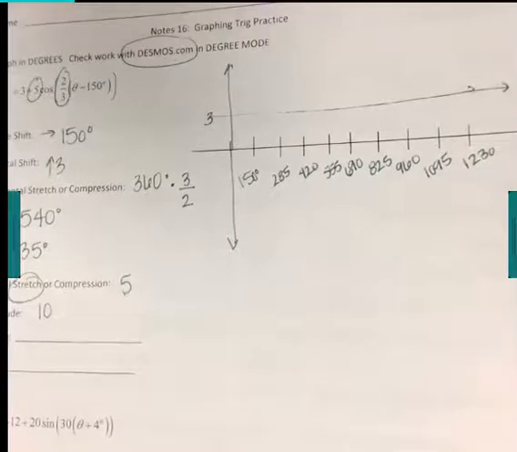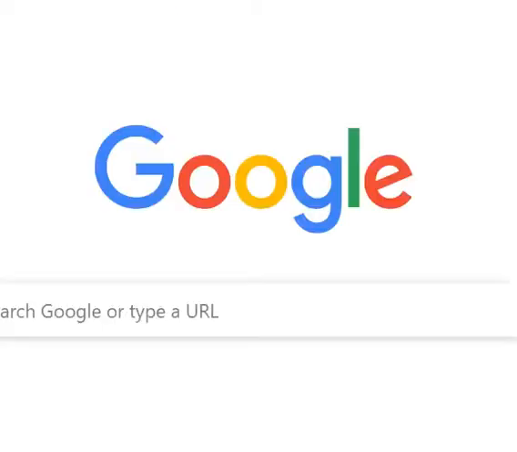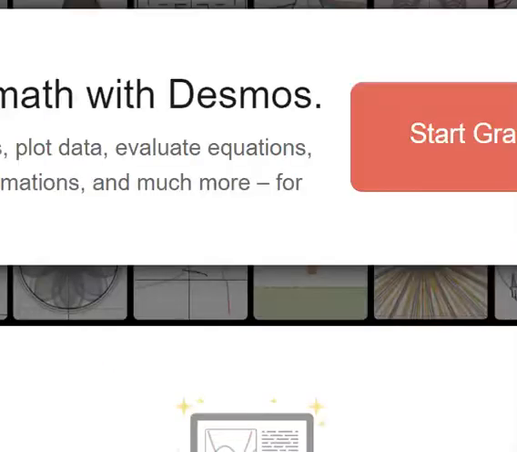Okay? Now, you could do it by hand, but this is an easy way for you to check. So, you should have your DESMOS.com pulled up. Okay, I'm going to show you how to type in the different things. Okay, so when you type in DESMOS, it looks like this. You're going to hit Start Graphing.